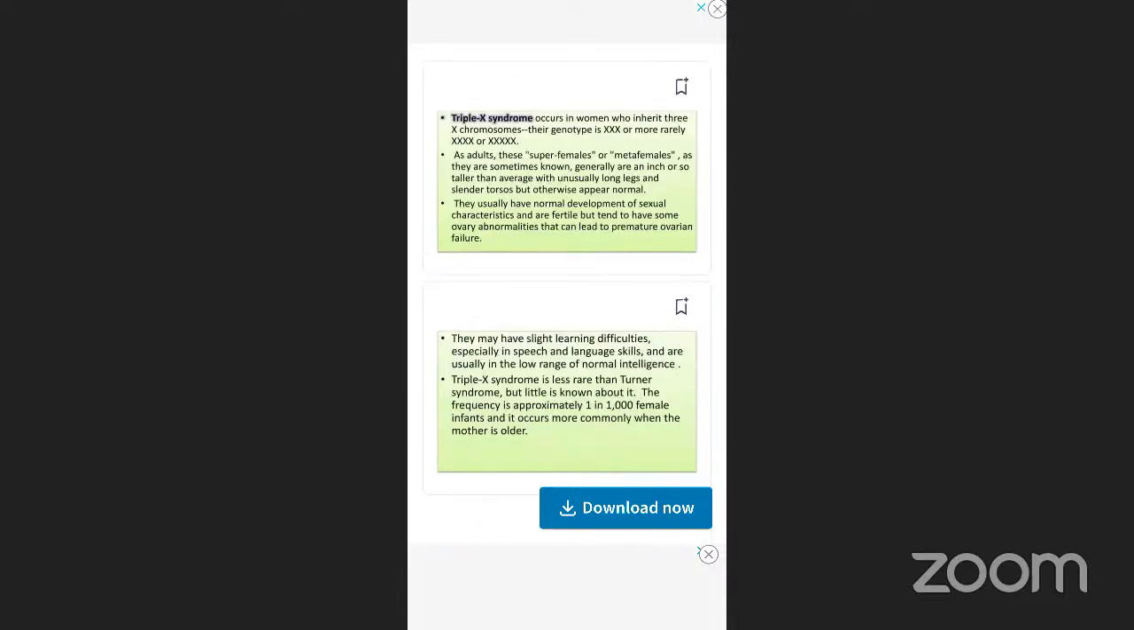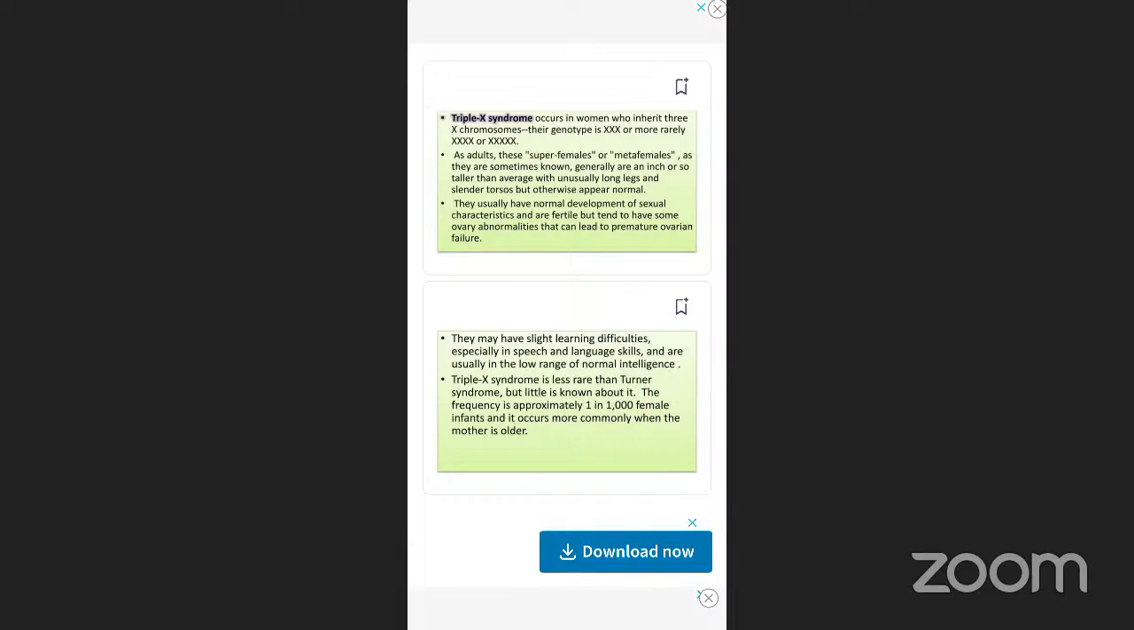Okay, next one is the triplex syndrome. It occurs in women with the inheritance of an extra X chromosome. The genotype is triplex X syndrome. Mainly as adults, they are known as super females or meta females. They are generally taller than the average, with unusual legs and slender features, but otherwise appear normal.